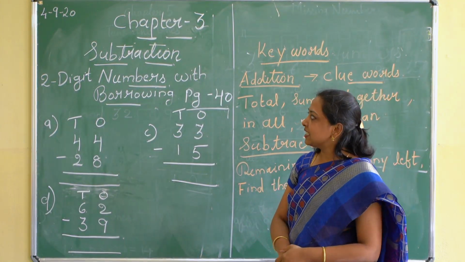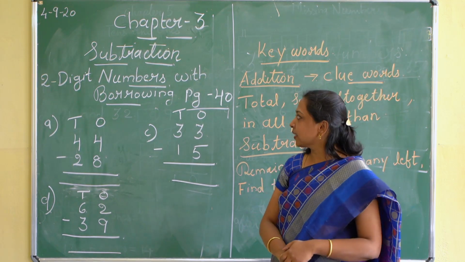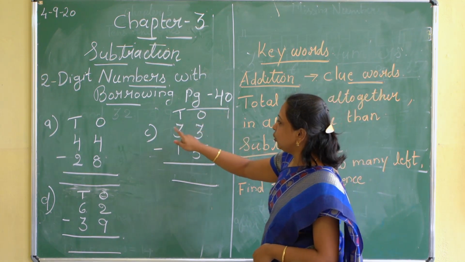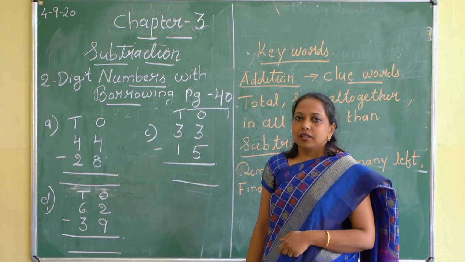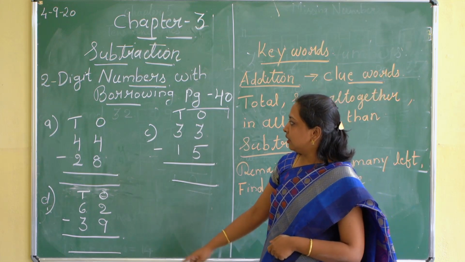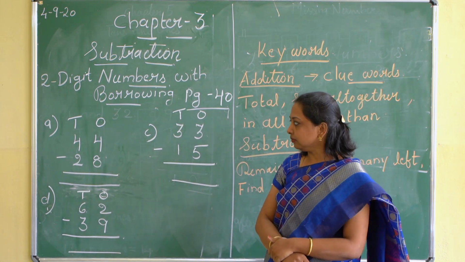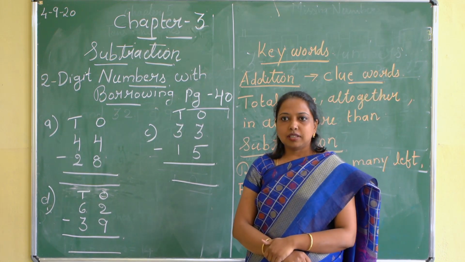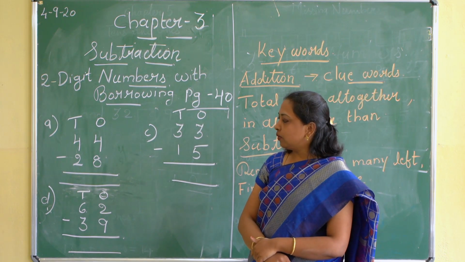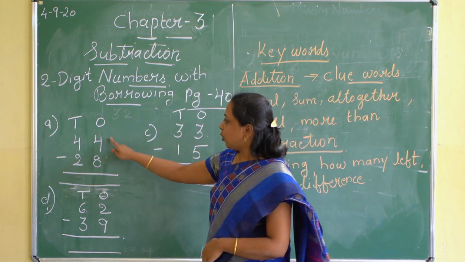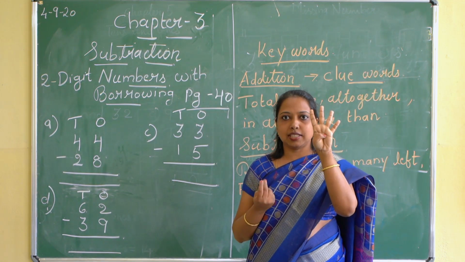Okay children, let's start 2-digit numbers with borrowing. On page number 40, we will do question A, B, C and D. Question A, 44 minus 28. As you already know, we will start the subtraction from the ones place. 4 minus 8.